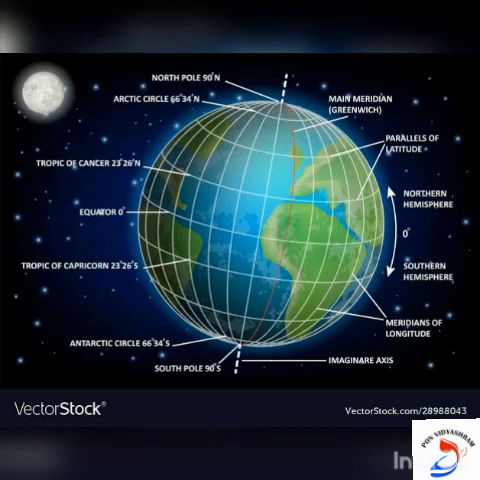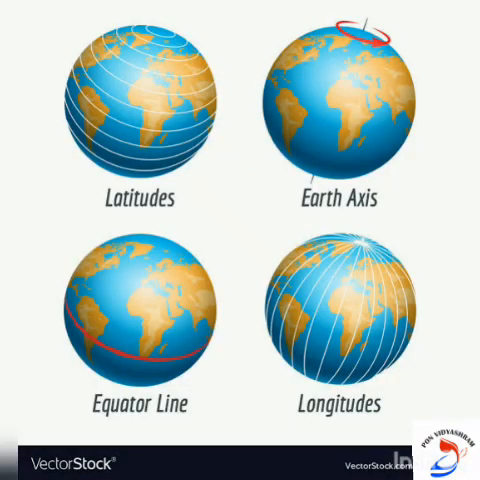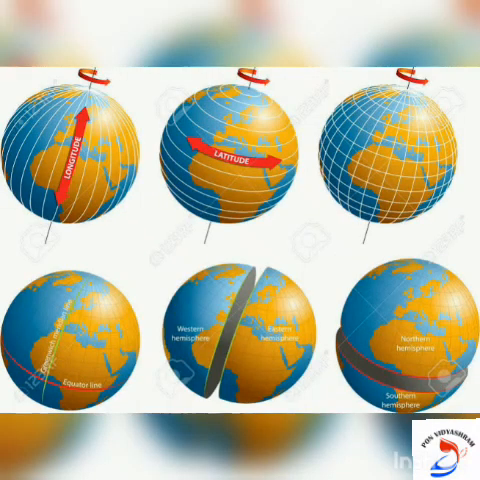So children, in this lesson we have studied about latitudes and longitudes. First we studied about the equator, which divides the earth into two equal halves, the northern hemisphere and the southern hemisphere. We studied about the North Pole, the South Pole and the parallels of latitude. And four important parallels of latitude, and we studied about heat zones, and today we discussed longitude.